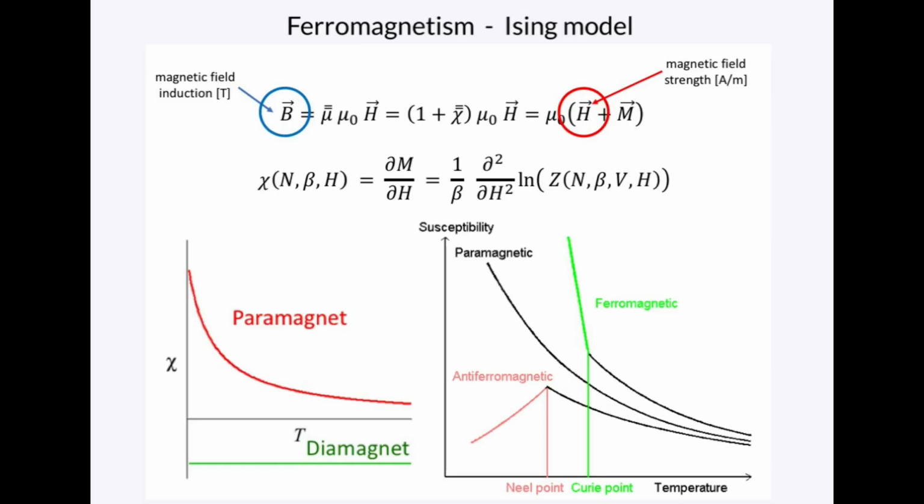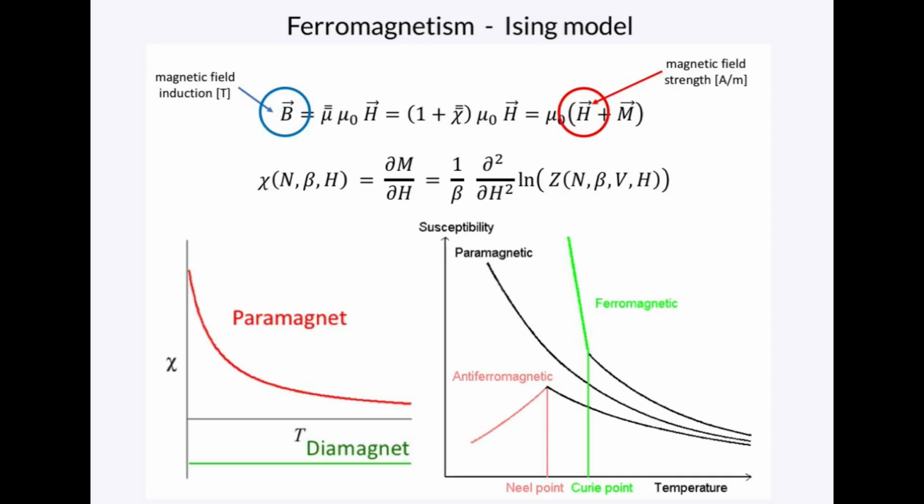The magnetic field inside of a material is given by the sum of the magnetic field from the outside, H, plus the internal magnetization given by the polarization of magnetic moments inside of the substance. Now, the polarization of these magnetic moments is influenced by the product of the external magnetic field H times the prefactor 1 plus chi, where chi is the magnetic susceptibility of the substance. The magnetic susceptibility is the partial derivative of the internal magnetization with respect to H.